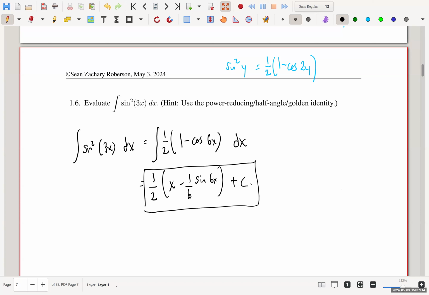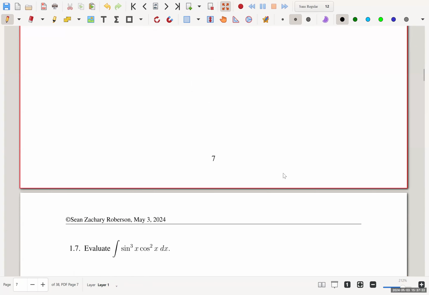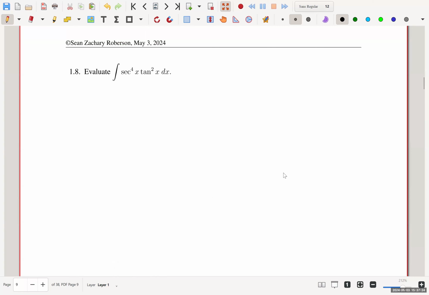I want to move on to secants and tangents next. So let's go ahead and skip down to 8. How are we doing on time? It is 3:37. Wow. Okay. Oof. All right. Secant to the 4th times tangent squared.